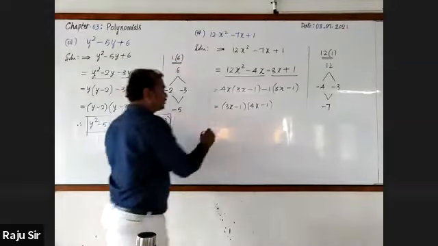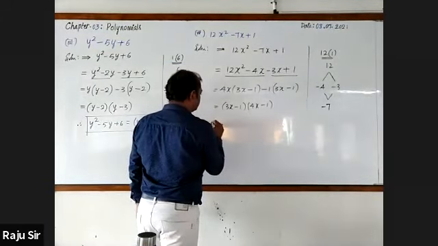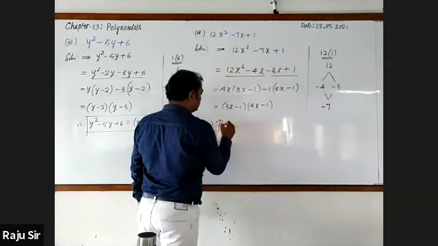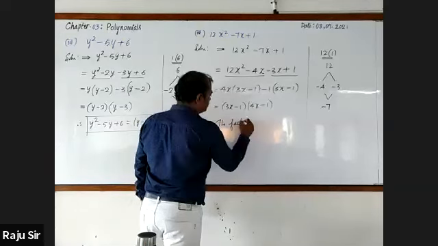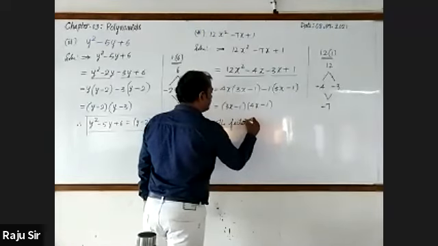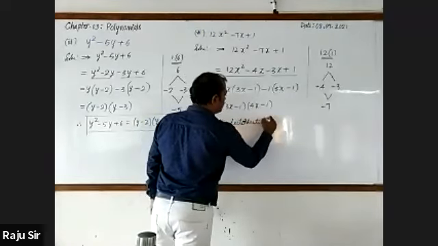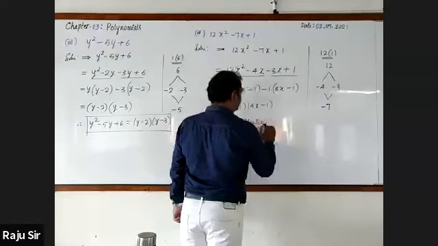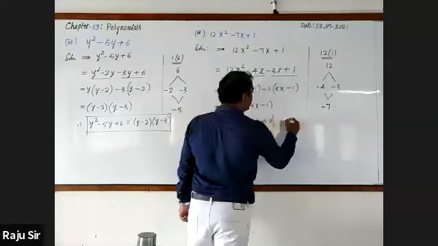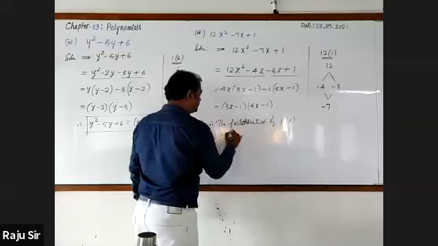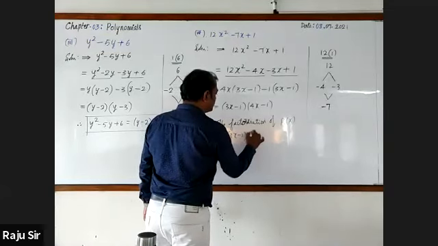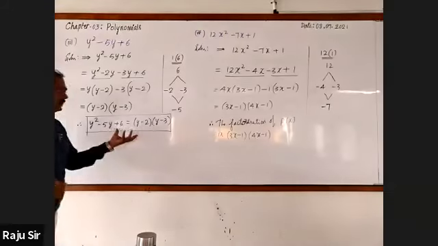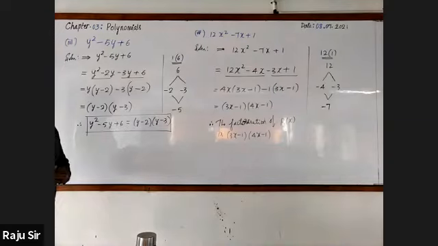So you may write the conclusion as: therefore, the factorization of P of x is (3x minus 1)(4x minus 1). Now you may write the conclusion like this also.